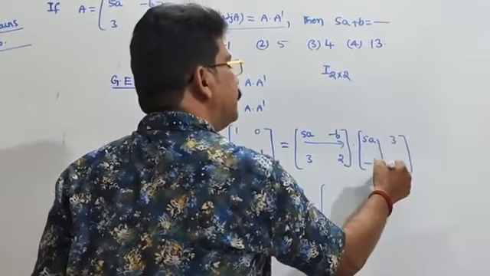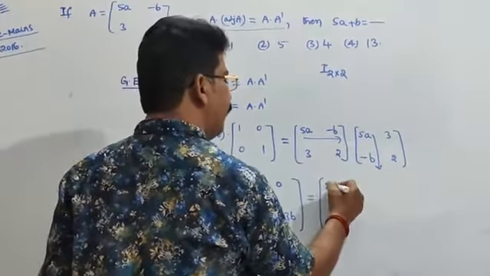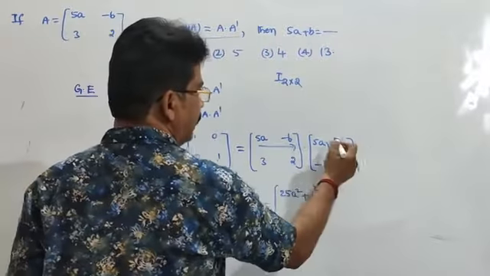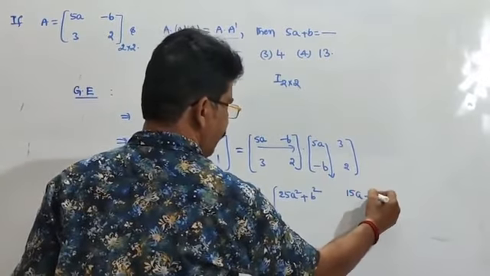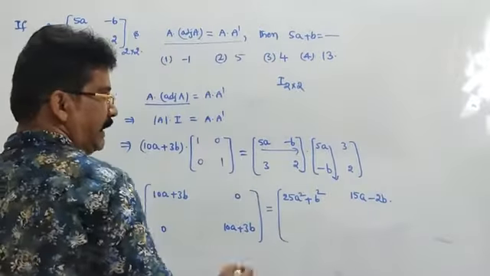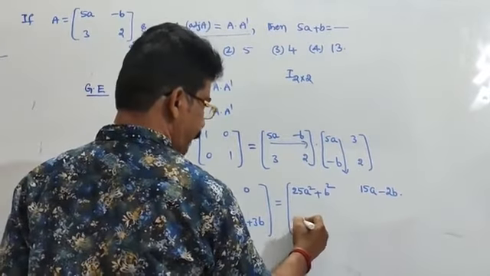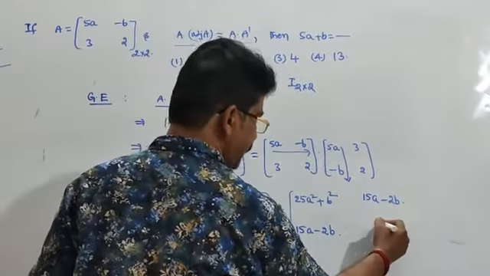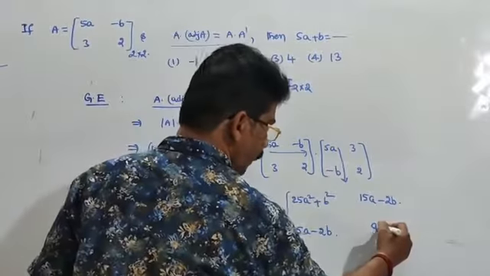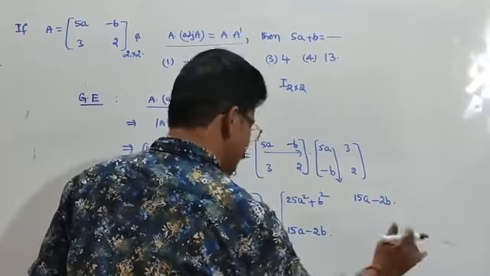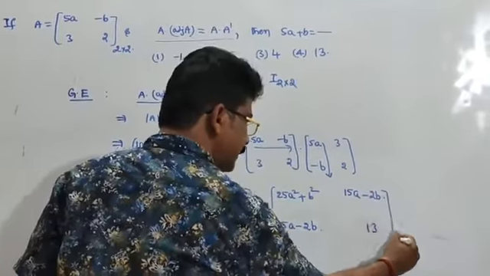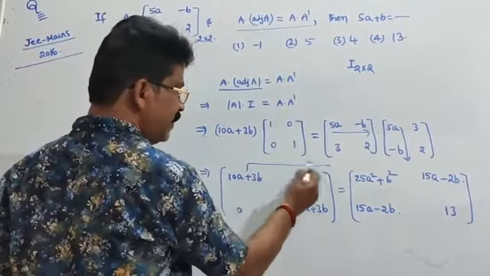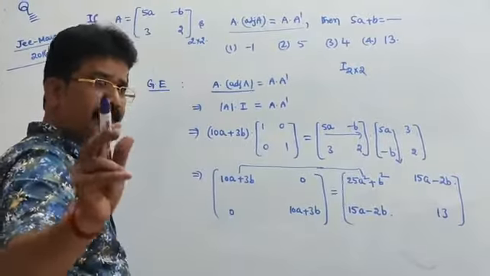So R1 C1: 5 5s are 25, A square plus B square. Next 15A minus 2B. Next 3 5s are 15A minus 2B. Next 3 3s are 9, 9 plus 4 means 13. This is 13. So on equality of the two matrices, this value is equal to this. Here we are getting one equation.